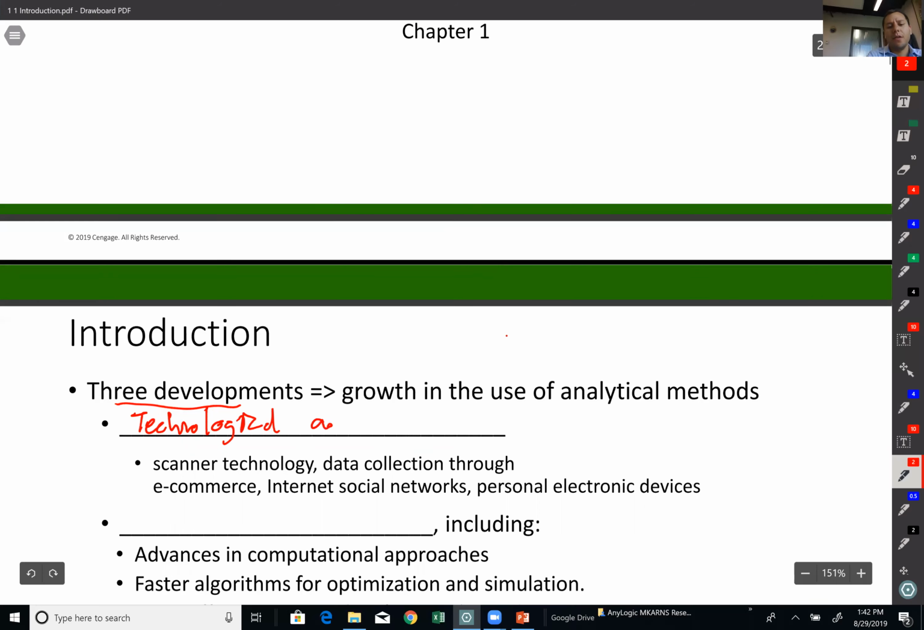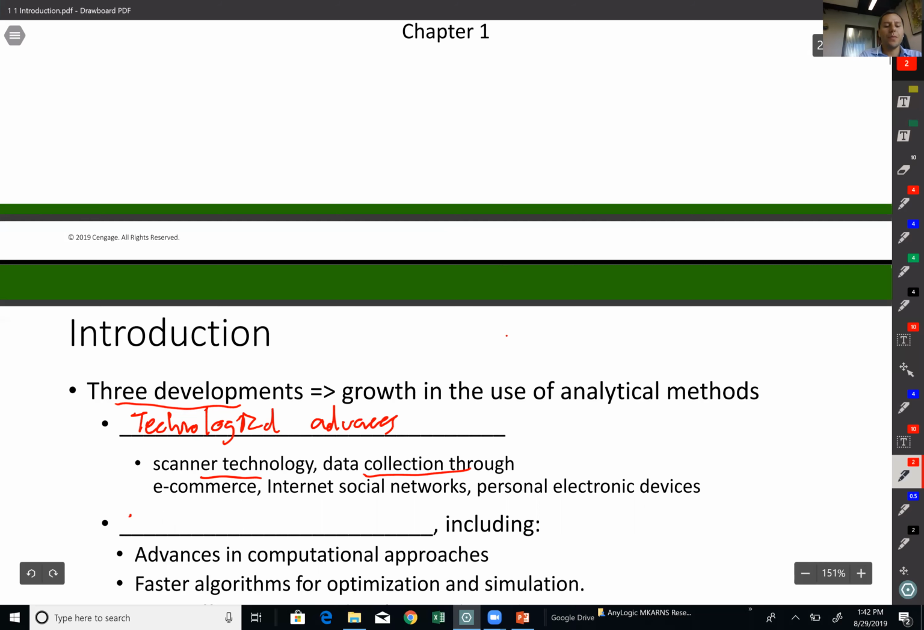advances, right? With new technologies, we have scanner technology, and we have data collection through e-commerce, social networks, and so on. These allow us to reach a wide variety of data, and so much data, so that we can make better decisions. In the past, data collection was much more limited, of course.